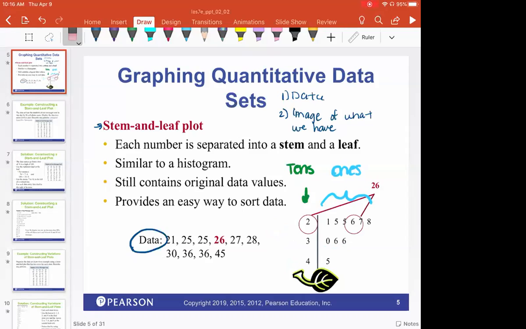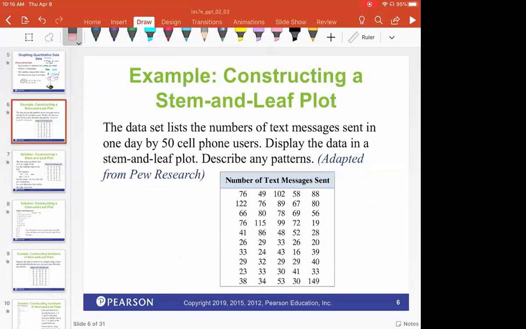But generally we have our tens and our ones. Now, if you're working with really big numbers, instead of tens, you can let that be hundreds or thousands. You can sort it however you like. Let's do an example. The data set lists the numbers of text messages sent in one day by 50 cell phone users. Display the data in a stem and leaf plot and describe any patterns.